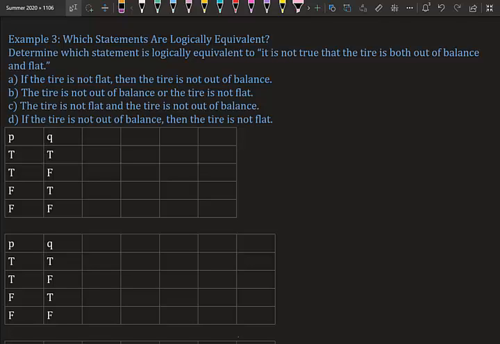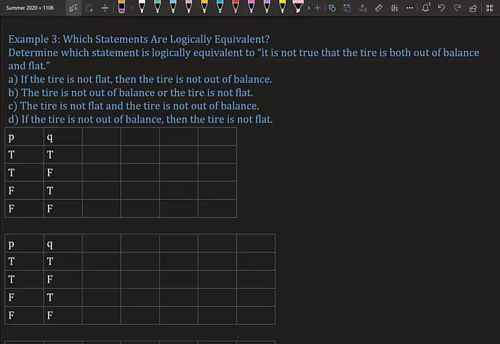If the tire is not flat, then the tire is not out of balance. The tire is not out of balance, or the tire is not flat. The tire is not flat, and the tire is not out of balance. If the tire is not out of balance, then the tire is not flat. So that's kind of hard to tell by reading. It just kind of blends together when you start reading it all out. So we're going to use truth tables to determine if something is equal or not.